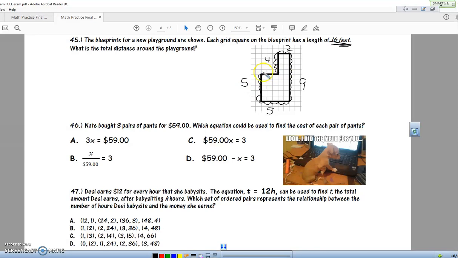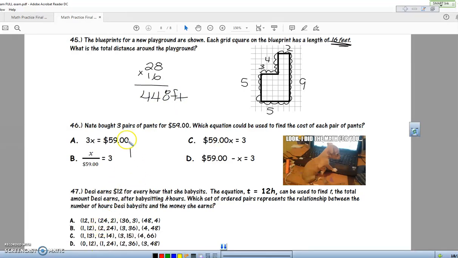I can't leave this open if I'm thinking about a zoo or animals. That would be a gate for them to escape from. So I add all of this up. When I add that up, I get 28. That's not going to be my answer, though. I need to multiply it by 16, and that gives me 448 feet.